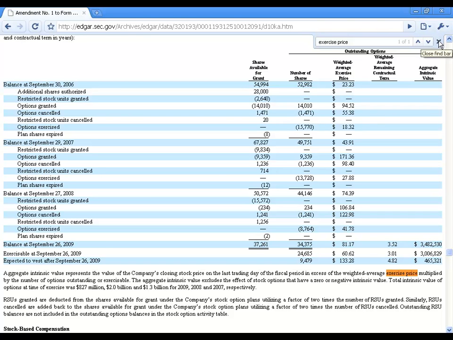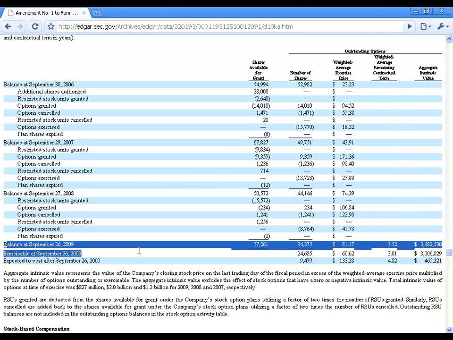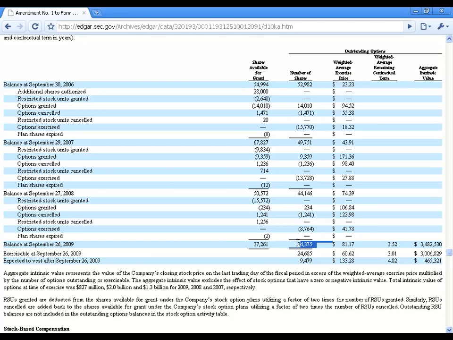So what we want to pay attention to here is the balance at September 26, 2009, because that's the date that's closest to our valuation date here. So we see that there are 34,375 shares outstanding, and then there are shares available for grant right here. We want to focus on the shares outstanding number. The ones available for grant just means how many shares have been authorized. So the company is authorized up to this total number of options, but they've only actually made available this number. So the 34,375 number here is the one that we care about.